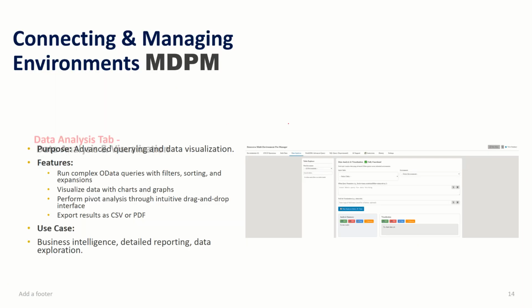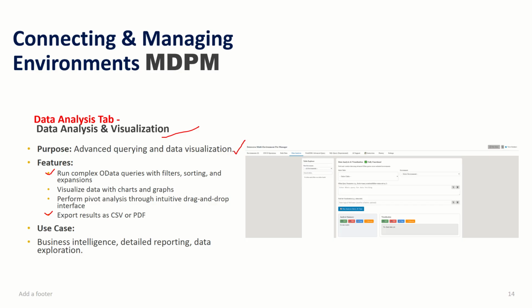The next bit, as you can see, I am going to do a little walkthrough of the features and the purpose of this particular tab. As you can see here, we are in the tab. What can it do? What's the purpose? You can run advanced querying and data visualization. What are the features here? We have number 1 up to number 4, different things you can do.